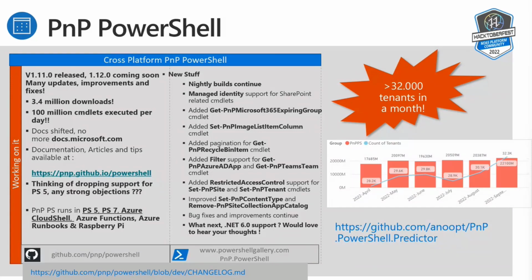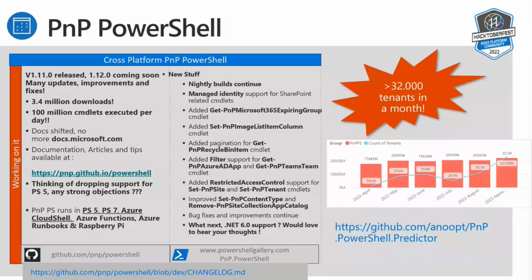What we added in the past couple of weeks is managed identity support. So you have two kinds of managed identity. One is the system identity, and the second is the user-based identity. So we added support for both. We added a new command to retrieve expiring Microsoft 365 groups.